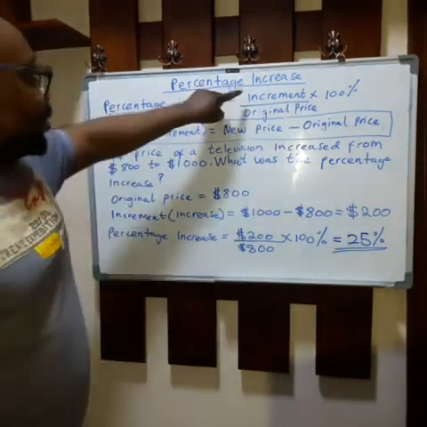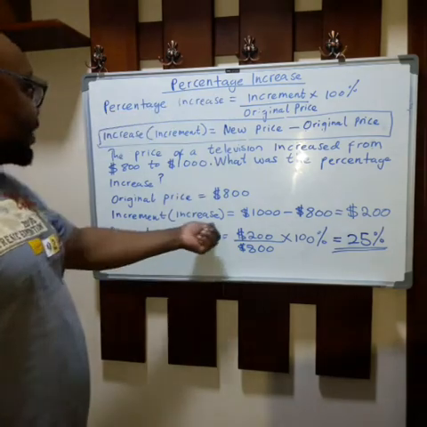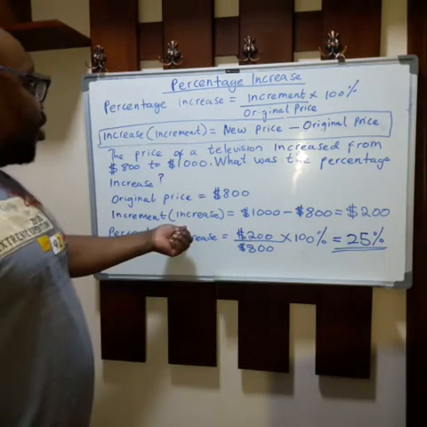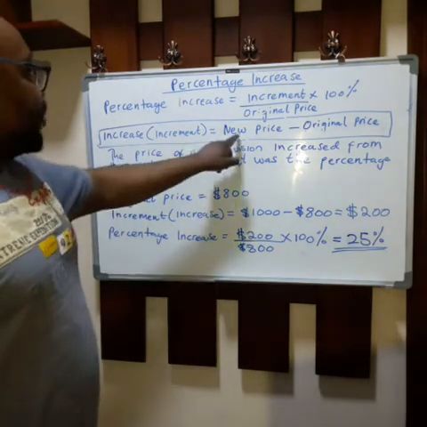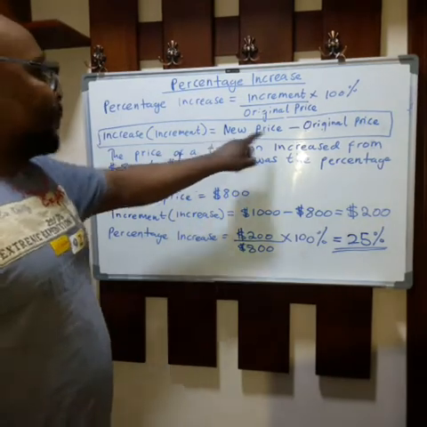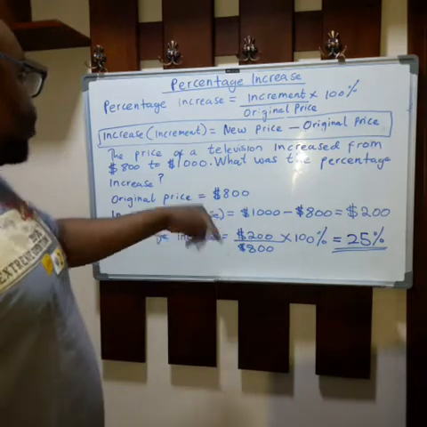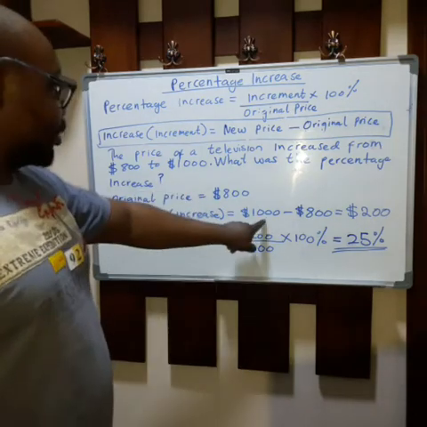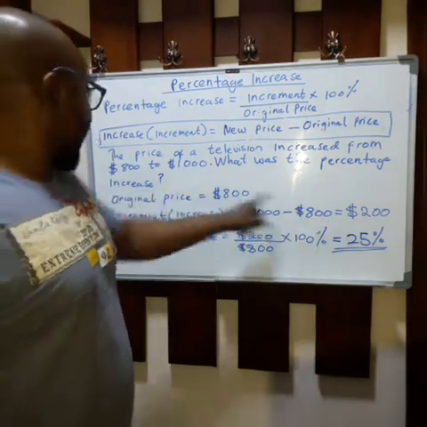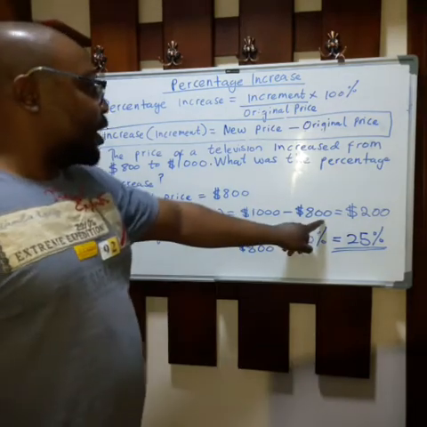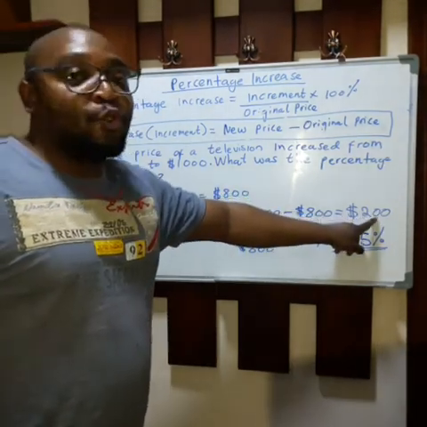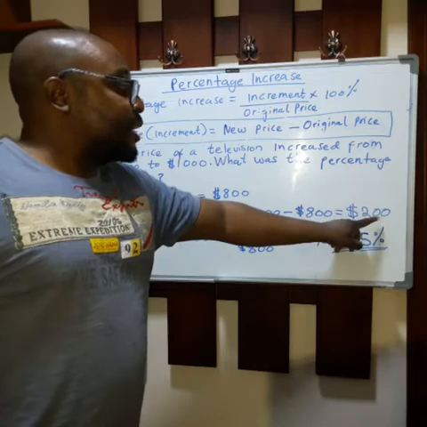We also need to know the increment, which is also known as increase. And how do we calculate increase? We use this formula. Increase is new price minus original price. The new price is $1,000, we put it here, minus original price, which is 800, we put it there. We get our increase is 200. So that is our increase.